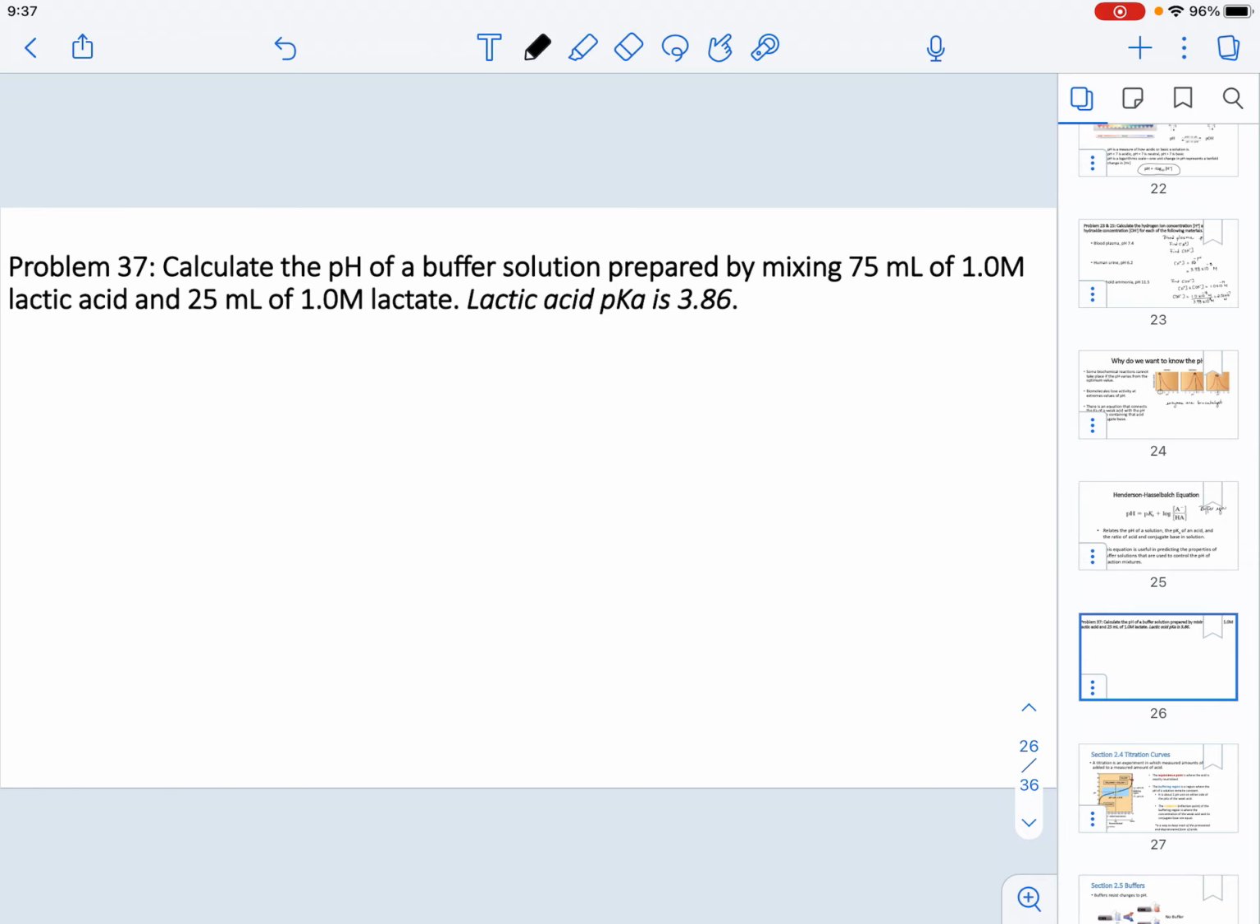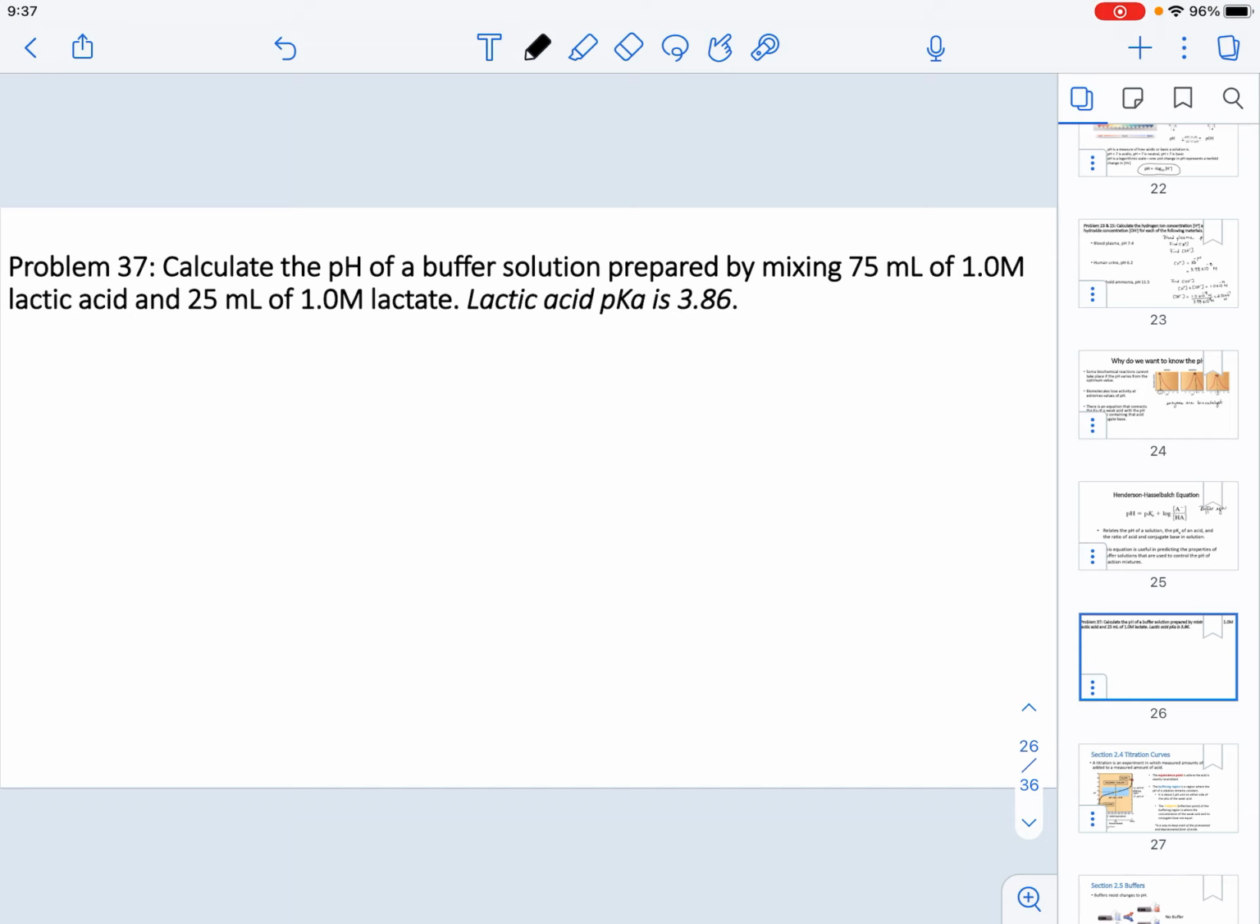Now, in the textbook, there are different problems dealing specifically with the Henderson-Hasselbalch equation. To give you an example of the problems that I expect you to know for the exam, I'm going to work out problem 37 from the textbook. It says, calculate the pH of a buffer solution that is prepared by mixing 75 milliliters of a 1.0 molar lactic acid and 25 milliliters of a 1.0 molar lactate.